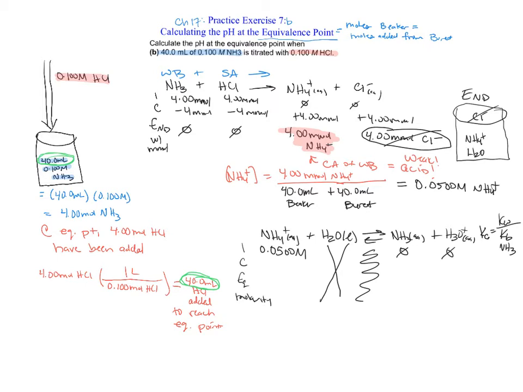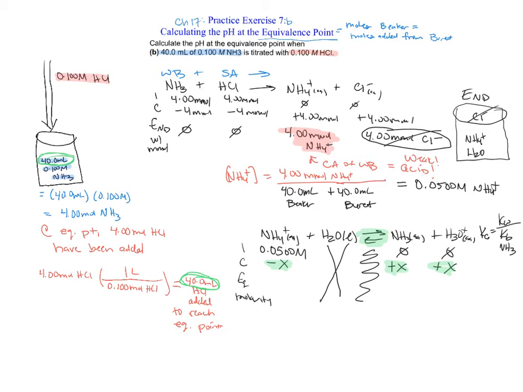0, 0, minus X, my standard ICE box. The reason I'm subtracting and adding X is because it's an equilibrium reaction. So remember, if I have an equilibrium reaction, I don't know how far the reaction is going to shift, but I can see it's a 1-to-1 mole ratio. So I use up reactants and I make more products.